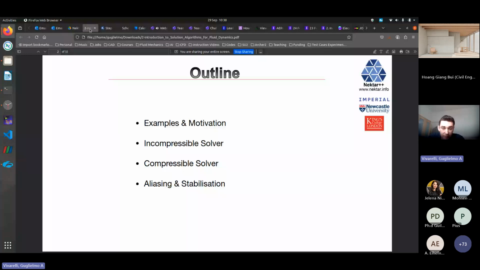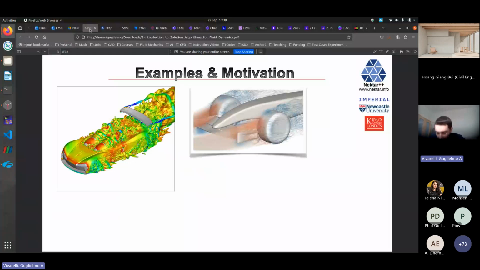The compressible solver mainly according to the discontinuous Galerkin formulation, and then of course things like preconditioning I will touch upon, and then finally aliasing and stabilization, which are of course more of an art at this point rather than a true solution. So let's start off with low speed flows or low compressibility flows.